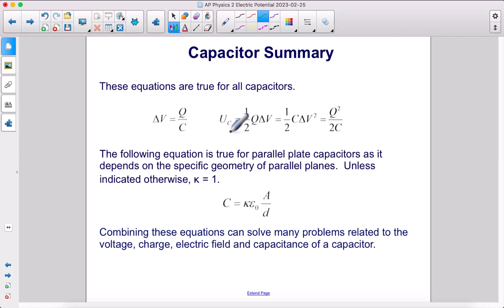The energy stored in a capacitor is 1/2 QV. It's also equal to 1/2 CV squared. It's also equal to charge squared over 2C, but this equation here at the end is not on the AP2 equation sheet. The following equation is true for parallel plate capacitors, as it depends on the specific geometry of parallel planes. Unless indicated otherwise, kappa is going to be equal to 1. Combining these equations can solve many problems related to the voltage, charge, electric field, and capacitance of a capacitor.